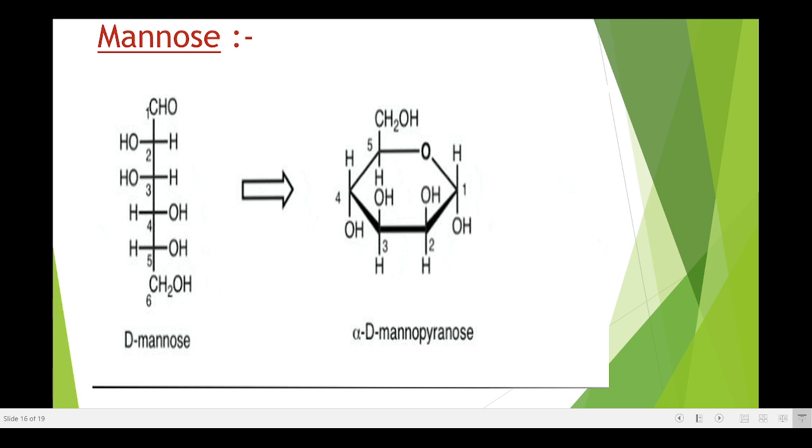Next example is mannose. Mannose is produced by the hydrolysis of plant mannans and gums. Mannose is the constituent of prosthetic polysaccharide of albumin, globulin, and mucoproteins. Mannose also occurs in glycoproteins. In animals, it changes to glucose before being used in metabolism. Here we can observe the structure of mannose.